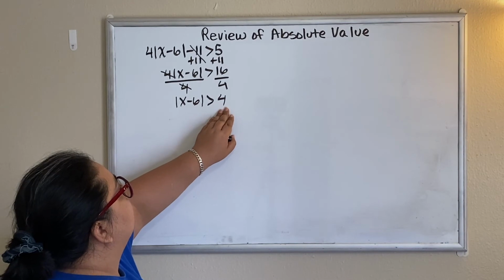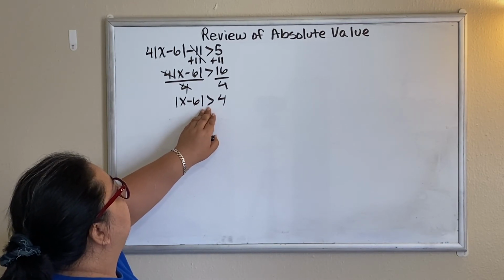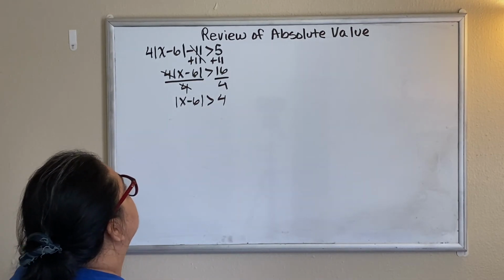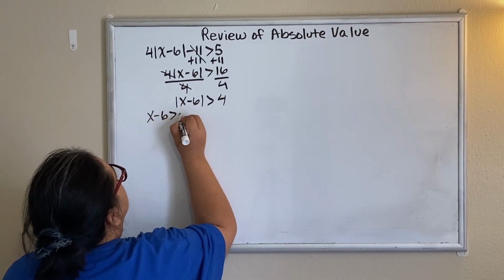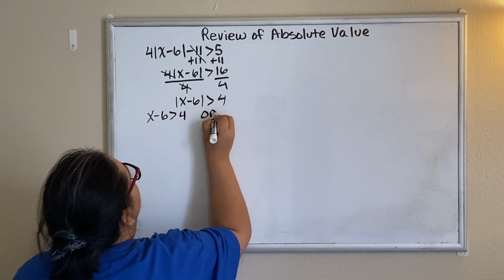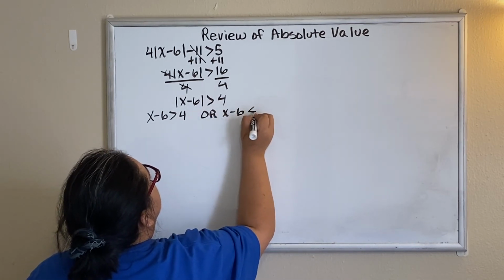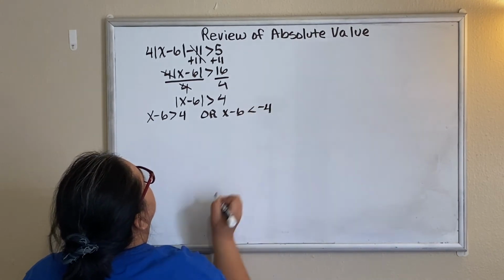I have a number on the other side, and this inequality is greater than. When my inequality is greater than, I have an or statement. So this is x minus 6 is greater than 4, or x minus 6 is less than, we switch it to less than, and we switch the 4 to a negative 4.